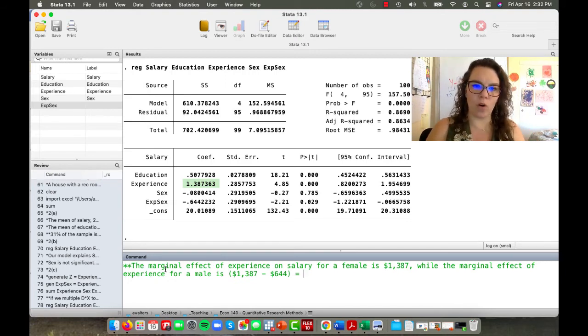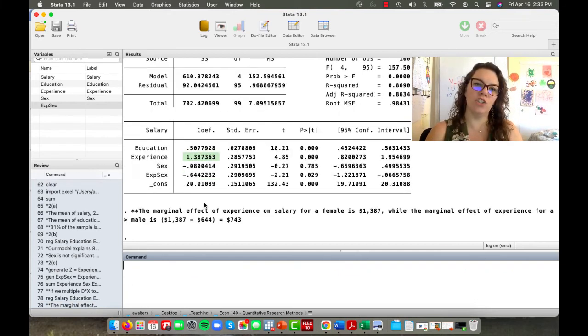So for people who are not male, D is equal to 0, and so just this beta 2 shows up. For people who are male, D is equal to 1, and so this beta 2 here and this beta 4 show up. So you get a marginal effect of experience of $1,387 minus, because it's negative, $644. So the marginal effect of experience for men is only $743.